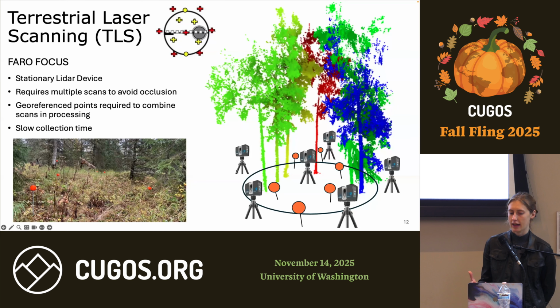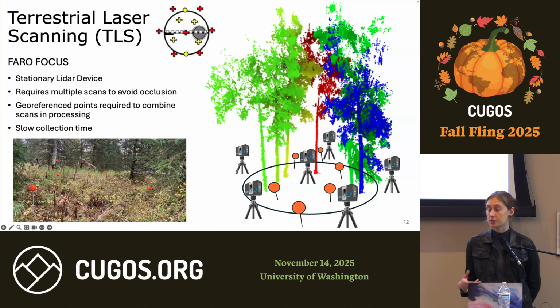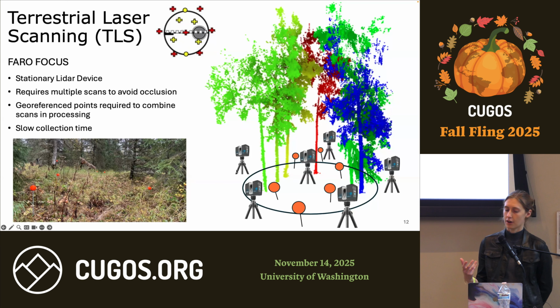So terrestrial laser scanning uses a stationary LiDAR device, usually mounted on a tripod. And to avoid occlusion, you have to take scans from multiple angles because you can't see through things. So you have to look at it from multiple directions. This means you have a lot of processing time where you're stitching together scans, which is where those orange lollipops come in. These large orbs that we put out in the woods are points that we know the exact size of, and we know that they are the same in multiple scans. You can stitch the scans together, get one point cloud. It's time consuming, but it's very detailed, and the clouds look really good.